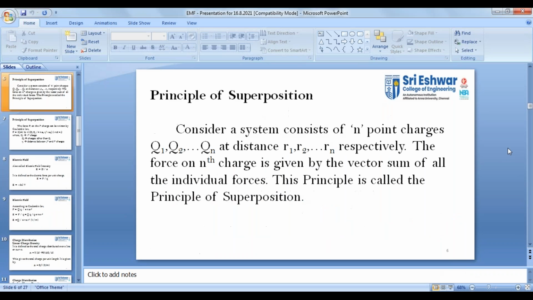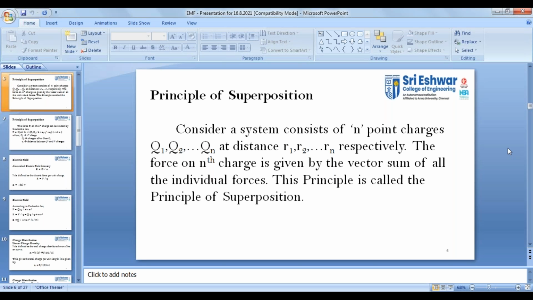It is the principle of superposition. Consider a system consisting of n point charges like q1, q2, etc. up to qn at distances r1, r2, etc. up to rn respectively. The force on the nth charge is given by the vector sum of all the individual forces. This principle is called the principle of superposition.